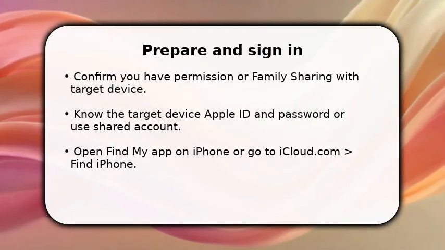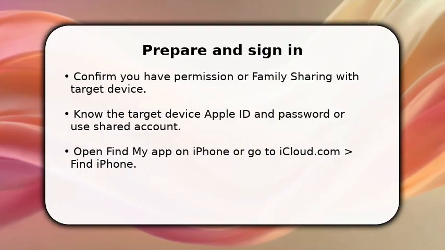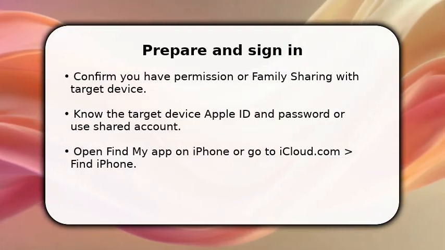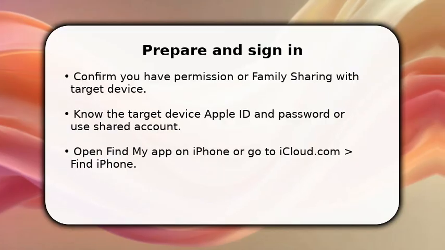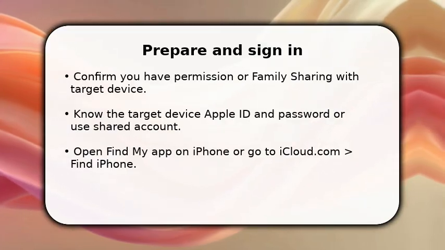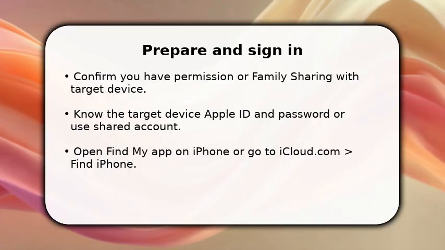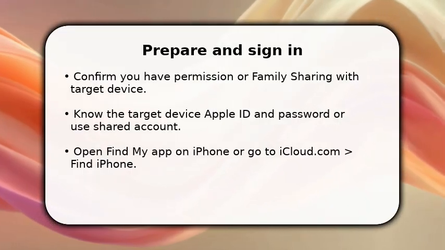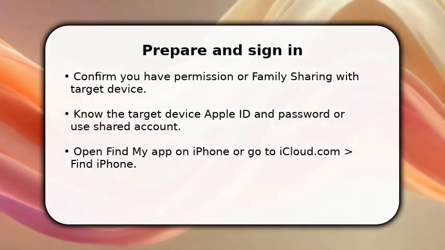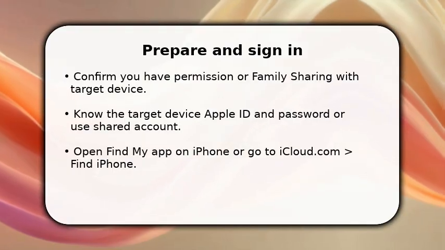You start by confirming permission to locate the other phone. Privacy matters and family sharing simplifies this. Once done, make sure you have the Apple ID and password tied to that device or that the owner has added you. Now open the Find My app on your iPhone or sign into iCloud.